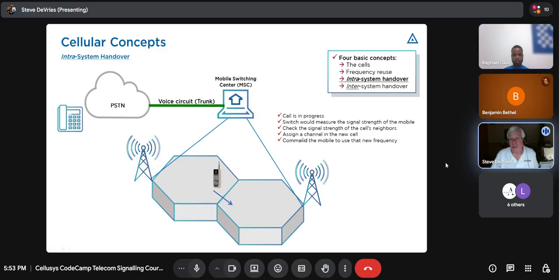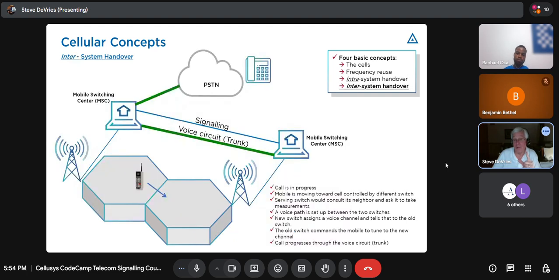So once you check the signal strength of your neighbor, you get assigned a new channel. This is for voice now. I'm glad you brought that up because we'll distinguish that. This is for voice. And then it commands the mobile onto a new frequency. It works differently with data, but you get a new frequency. And now you're assigned here. Now that's intra-system handover. There's also inter-system handover, and that occurs here.